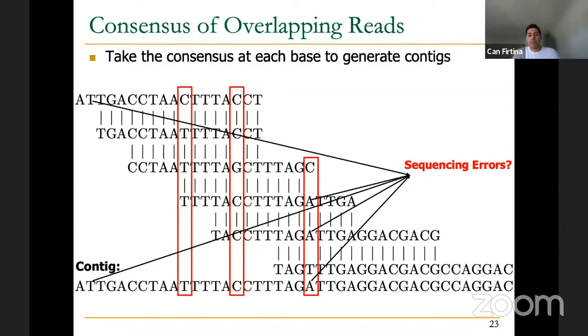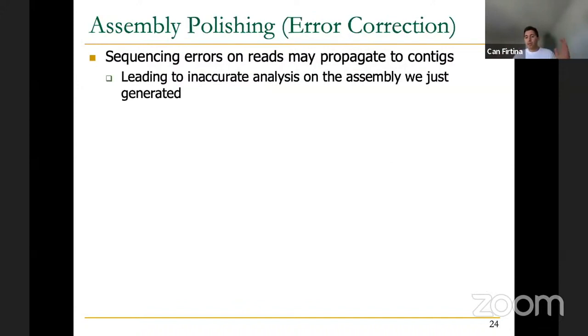So the takeaway here is that sequencing reads contain errors, and those errors may propagate to the assemblies. And we want to generate an assembly as accurate as possible so that our analysis on this genome assembly is also going to be accurate, right? Because it's a very sensitive analysis that we're doing over there. The step to correct the errors in genome assemblies is usually referred to as assembly polishing.